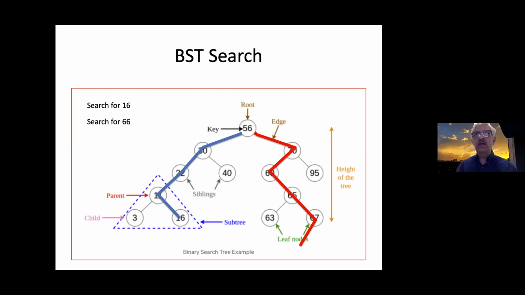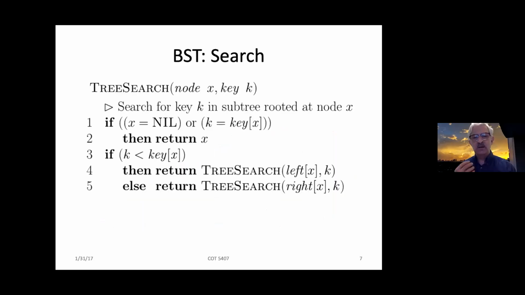What I'm going to show you next is the recursive code for binary search tree. This is written in the form of pseudocode. So if it doesn't look like Java or Python, well, that's intentional. The procedure or function is called tree search. It takes two parameters. One is the node where you want to start the search and the key value that you're going to look for.